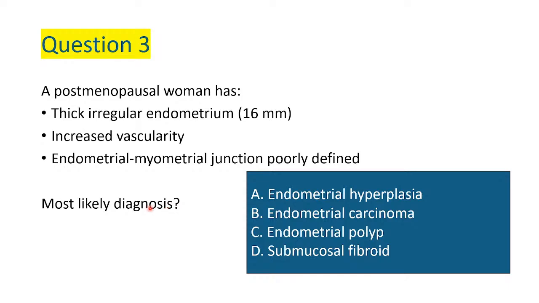So this is an invasion, meaning that the lesion or the mass is invading the myometrium. So this is in keeping with endometrial carcinoma. That is the lesion that has that stubbornness of invading the surrounding tissue, so that you can't distinguish nicely the endometrium from the myometrium. So our answer is B.